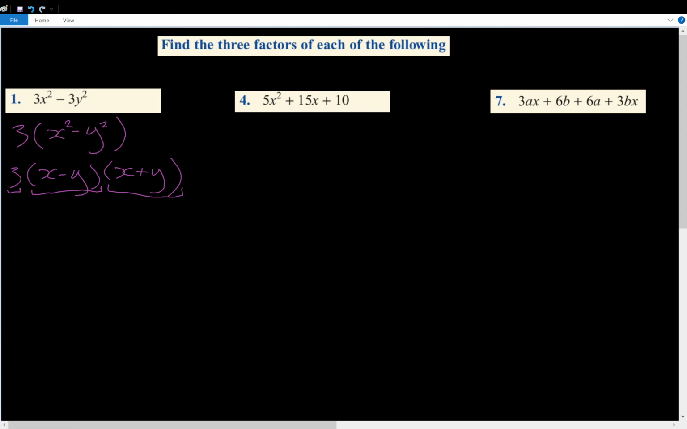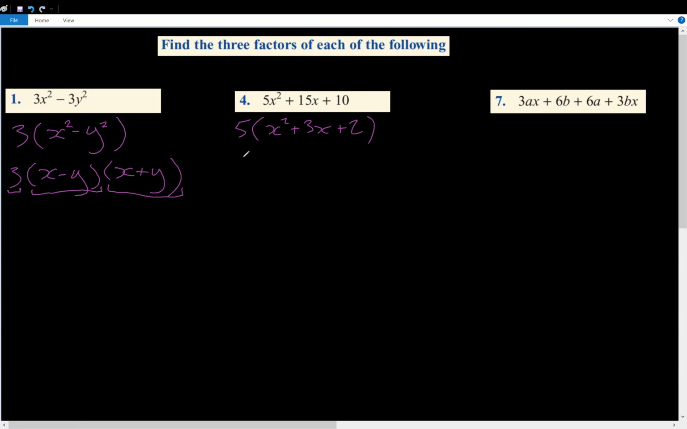In question 4, we have a quadratic trinomial, and it is possible to factorize it as it is, but because 5, 15 and 10 all have a common factor, if we take that common factor out, it'll make our quadratic far easier to factorize. So the common factor between those 3 terms is 5. So we put 5 down, and then inside our brackets we're going to have x squared plus 3x plus 2. Because if you multiplied 5 by each of these terms, you will get the original expression back.